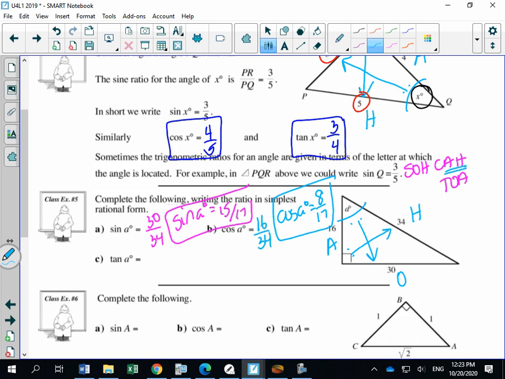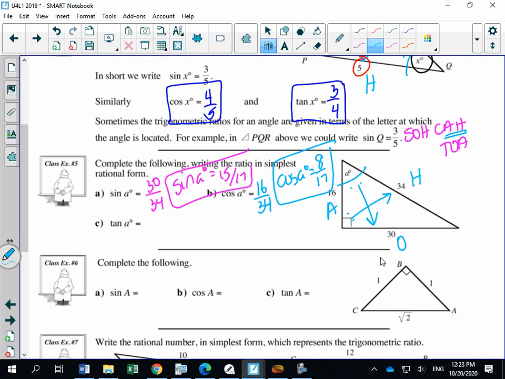Okay, last one, the tan of angle A. Tan is TOA, which is O over A, so that's 30 over 16. If you type in and reduce 30 over 16, Alexa, what do you get? 15 over 8. And that would be your answer for C.